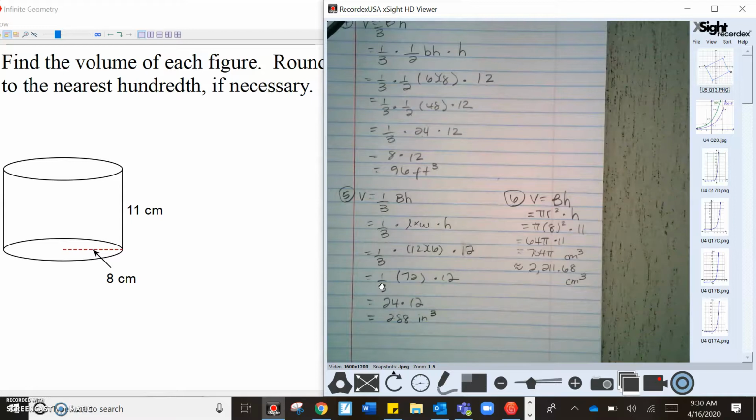And that's your volume review. Remember, if you're doing composite solids, you just add those two volumes together. If you have anything hollowed out, then you would just subtract that volume.